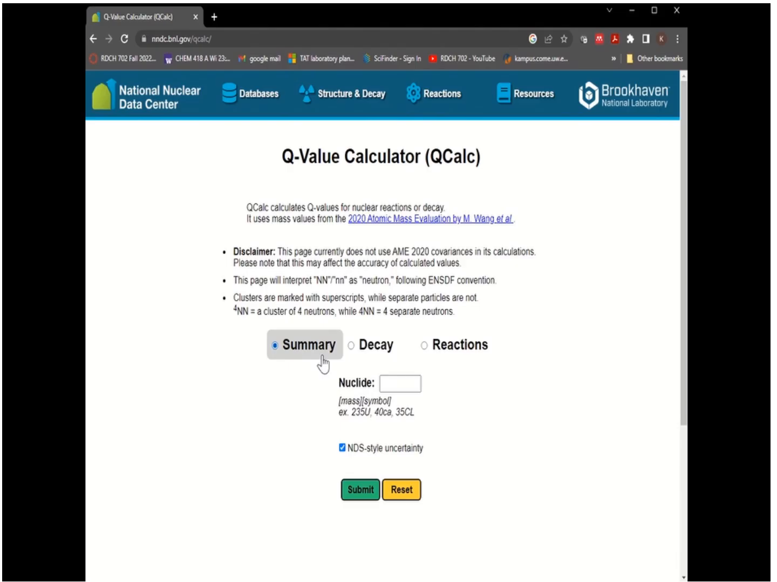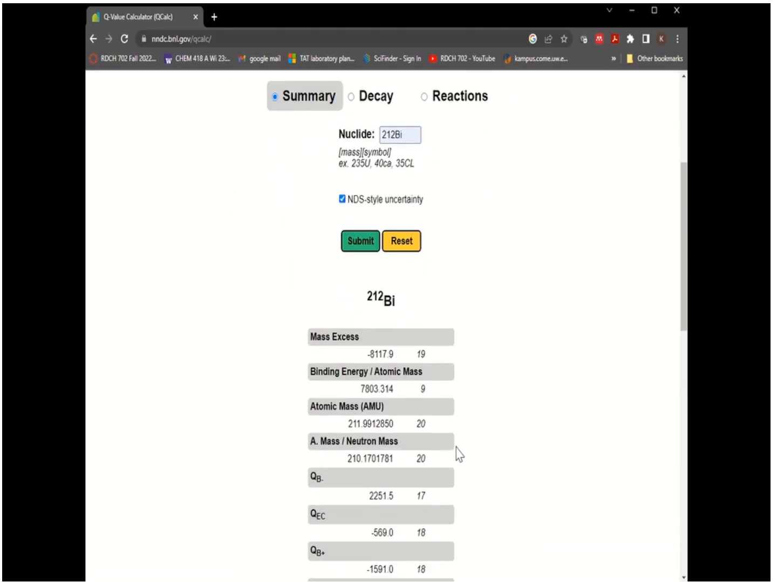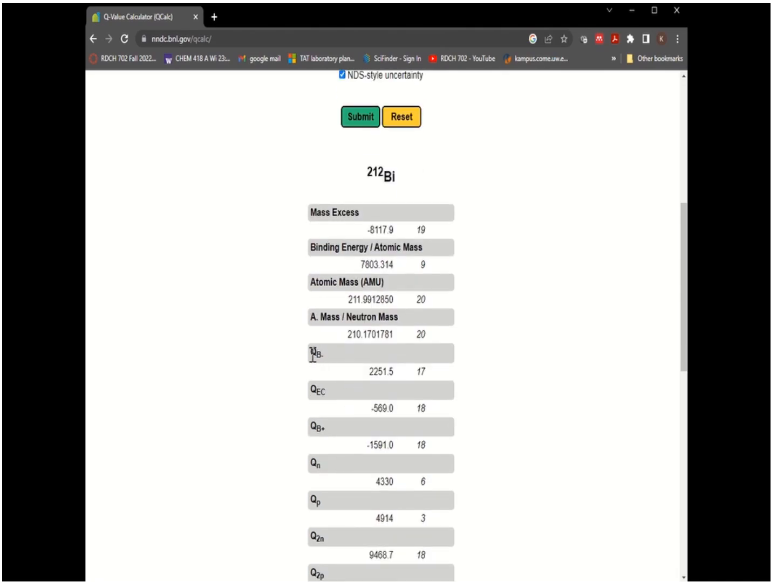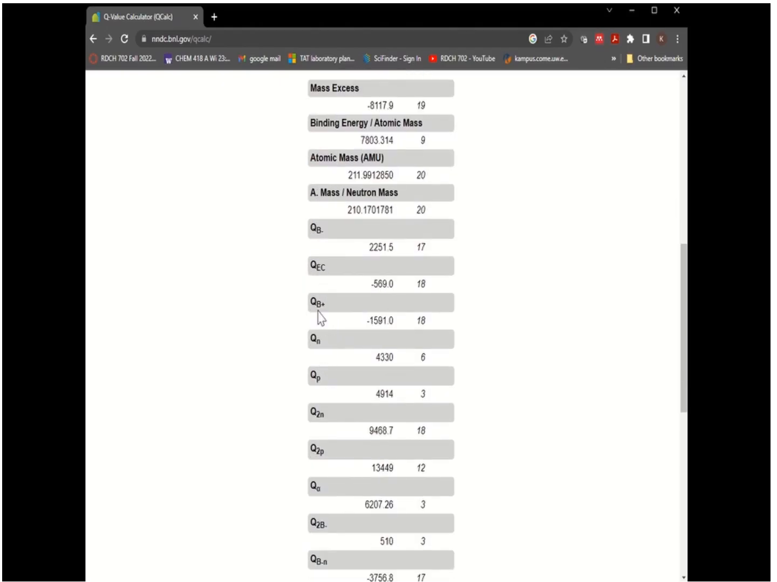There are a few things this site can do. First, we'll start with the summary. If we just put in an isotope, let's start with bismuth-212, and say submit, it'll give me all the information about the decays of bismuth-212 and some of the nuclear data. So here's the isotope bismuth-212. It'll have the mass excess, the binding energy per atomic mass, the atomic mass units, the neutron mass, the Q value for beta minus, a number of different decays, electron capture, positron, neutron, proton.